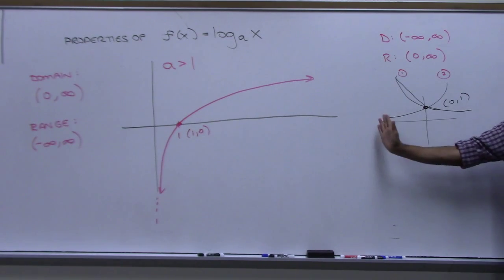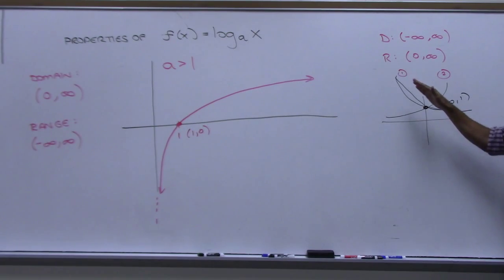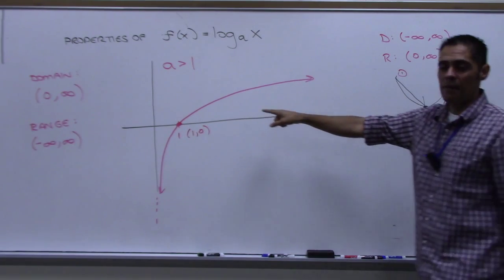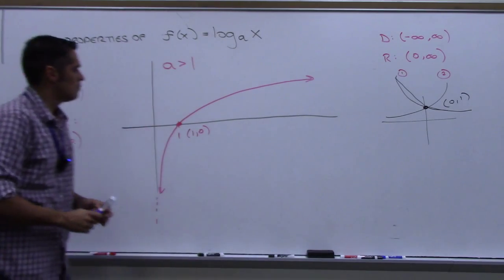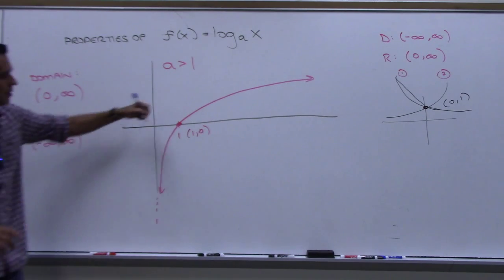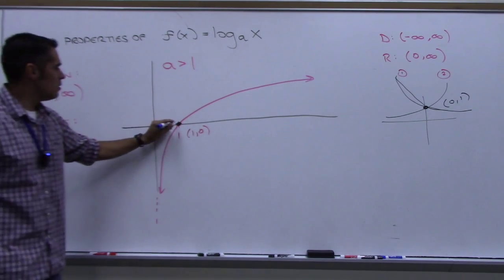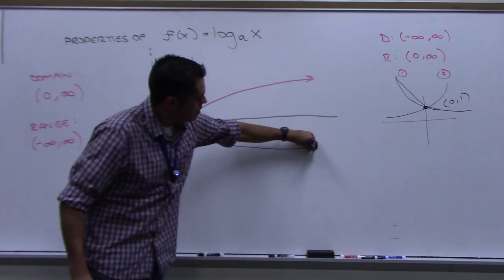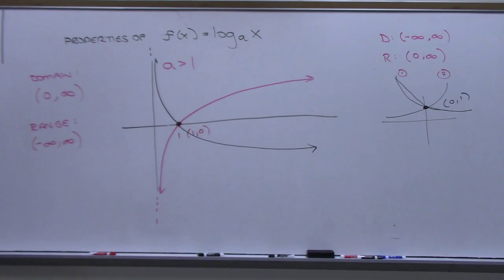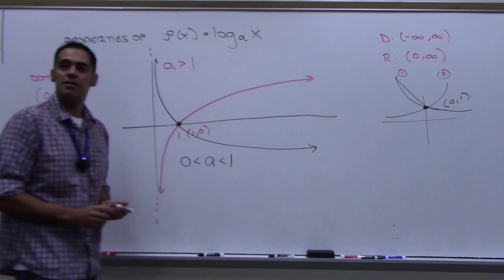Exponential growth happens when A is bigger than 1. Exponential decay happened when A was less than 1, wasn't it? So what is it going to look like over here if I let A be less than 1 for a log? It has to still have this point, right? It's going to go like this instead. This is what happens for a log if the A is less than 1. And of course, A has to be greater than 0 or else it's not a log.